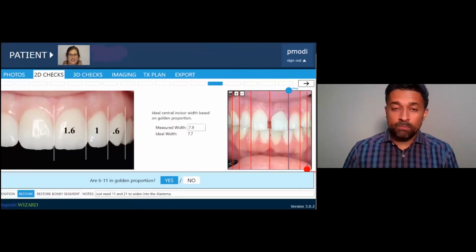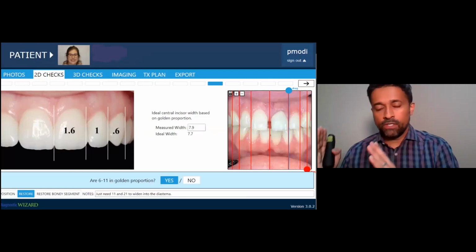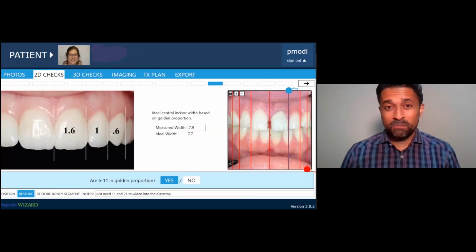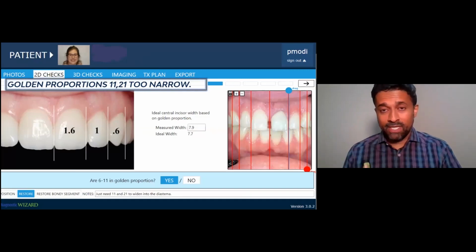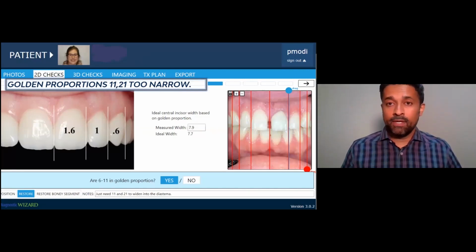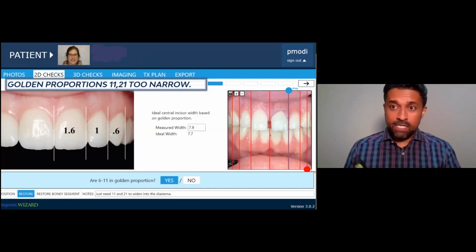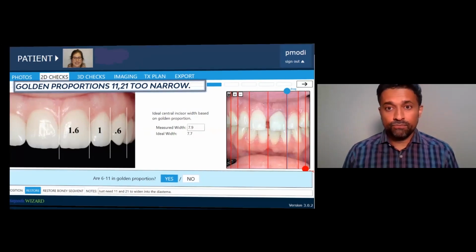Now we're looking into golden proportions. Golden proportions is a good guideline for how you want to set the widths of your centrals, laterals, and canines. You can see here, with her golden proportions, she's pretty close. It actually works in our favor because her laterals and canines are at good width, and it's just the centrals that have to be widened. Perfect. So we just close up that diastema, and this tells me that, if we do, her teeth aren't going to look abnormally wide with those two centrals.